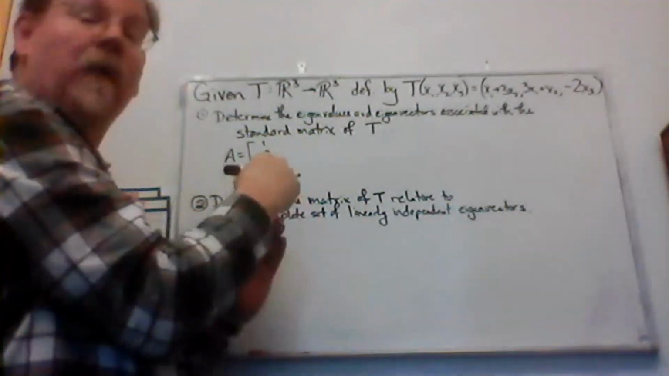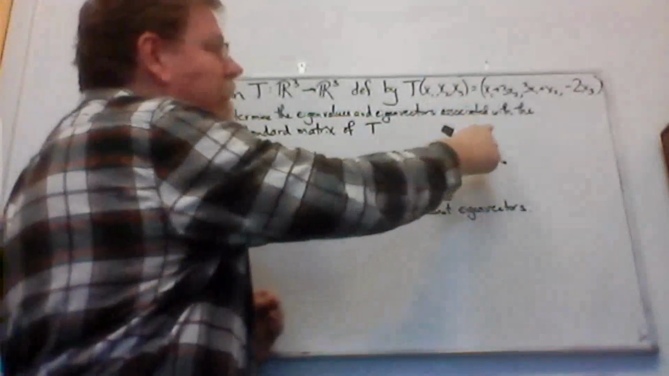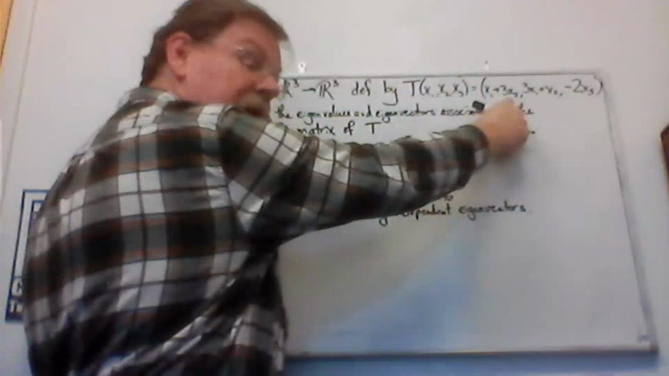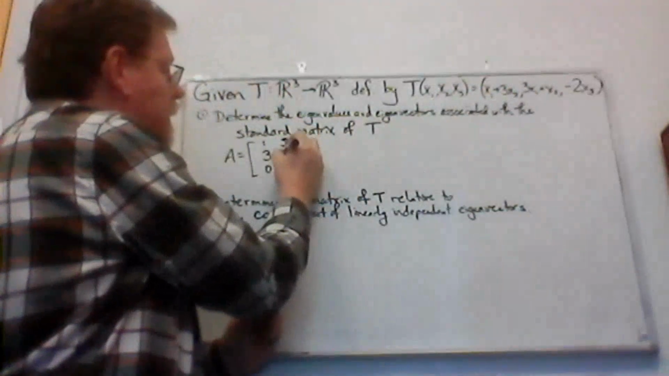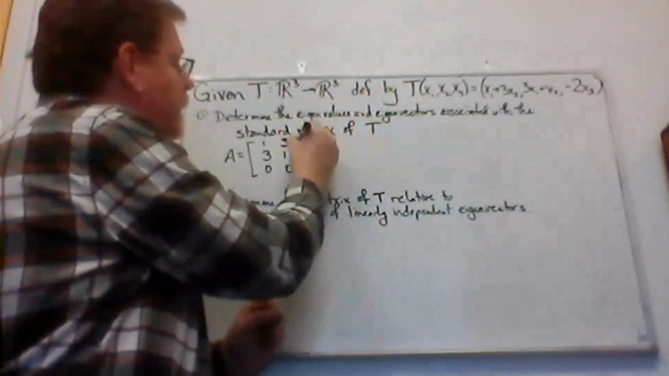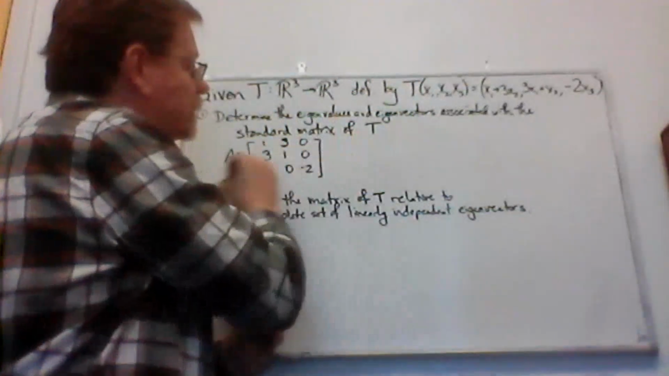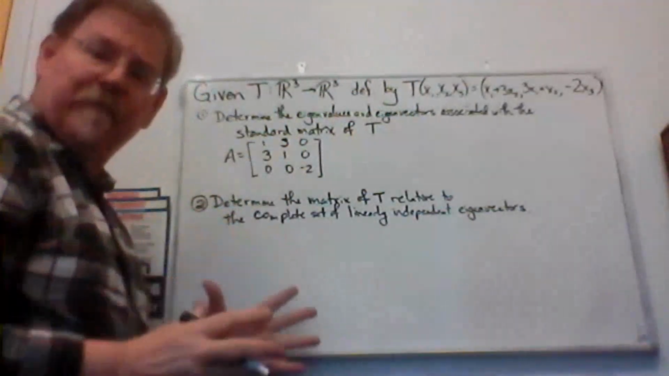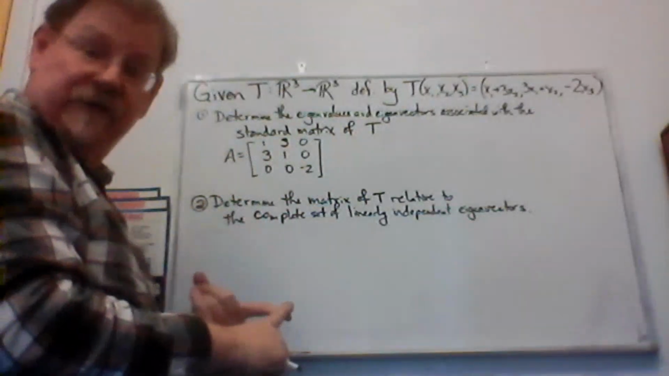Then we will look and see, well, where does 0, 1, 0 go? 0, 1, 0. That'll be 3. That'll be 1, and that'll be 0. And then 0, 0, 1, well, these two are going to be 0, and then we'll have negative 2. So there's our matrix. So now we've got to find the eigenvalues and eigenvectors.